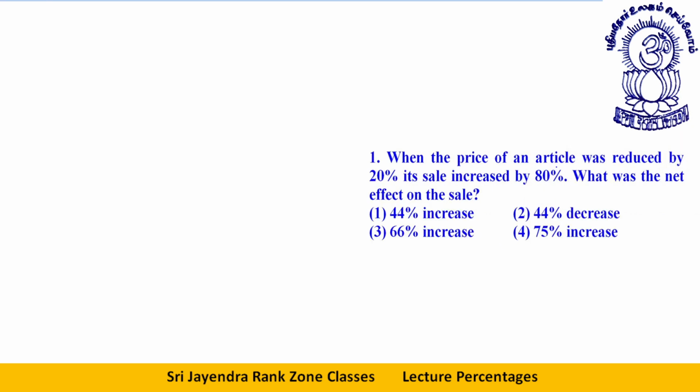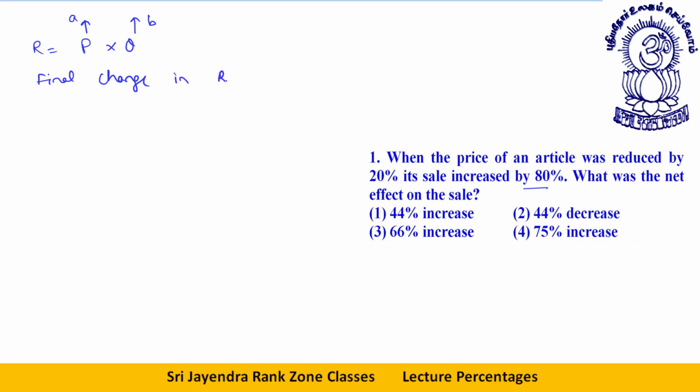When the price of an article was reduced by 20%, its sale increased by 80%. What was the net effect on the sale? See, students, as I told you, revenue is equal to price into quantity. Any change in this is reflected in this. So if this increases, then this increases. Let's say the change here is A, the change here is B. So what is the final change in revenue?